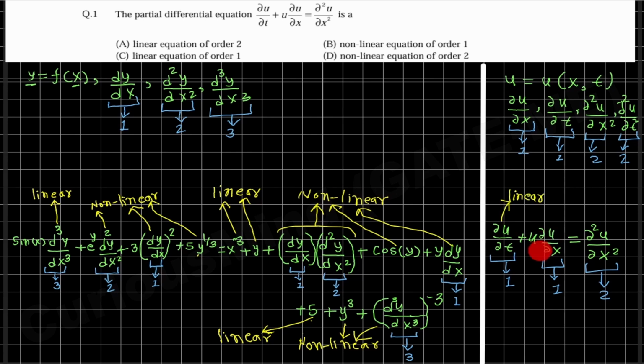And the second term is a combination of u and its partial derivative with respect to x. So this term is making this whole partial differential equation a non-linear differential equation, because this term contains a combination of u and its partial derivative with respect to x. So this term is making this whole partial differential equation a non-linear partial differential equation.